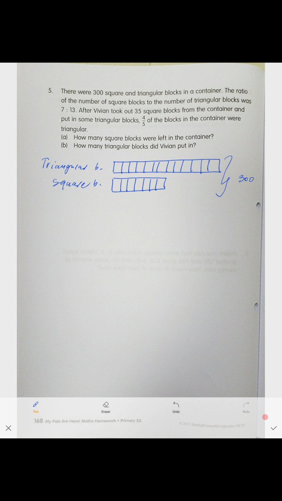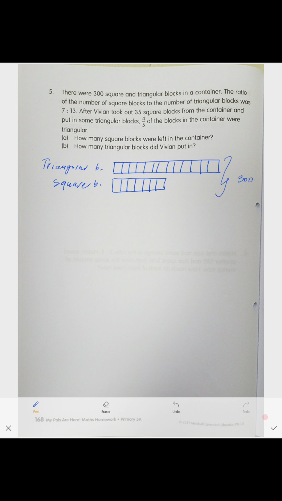300 of them. This is our first thing that we learn. How many square blocks were there at first? So number of square blocks at first. You have 13 units and you have 7 units, so total units is 20. Total units is 20, so 300 divided by 20. This is 1 unit.